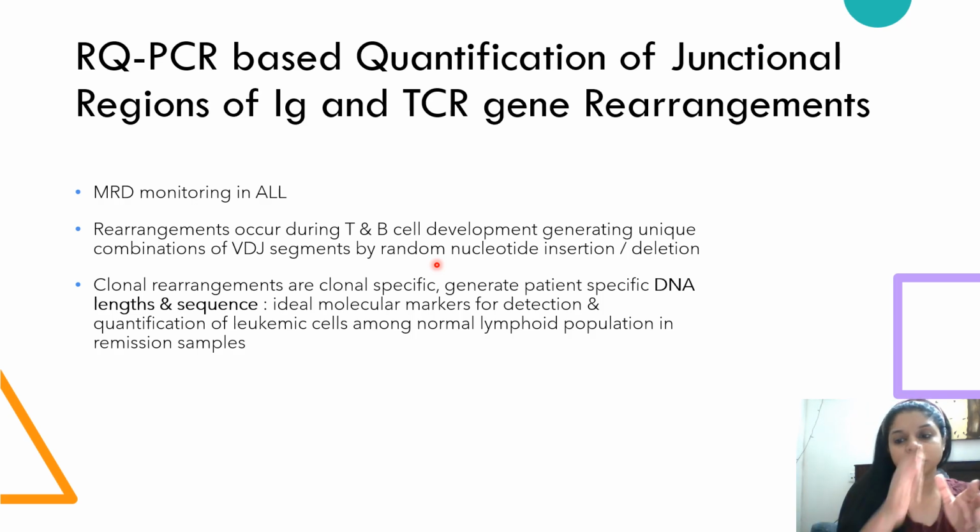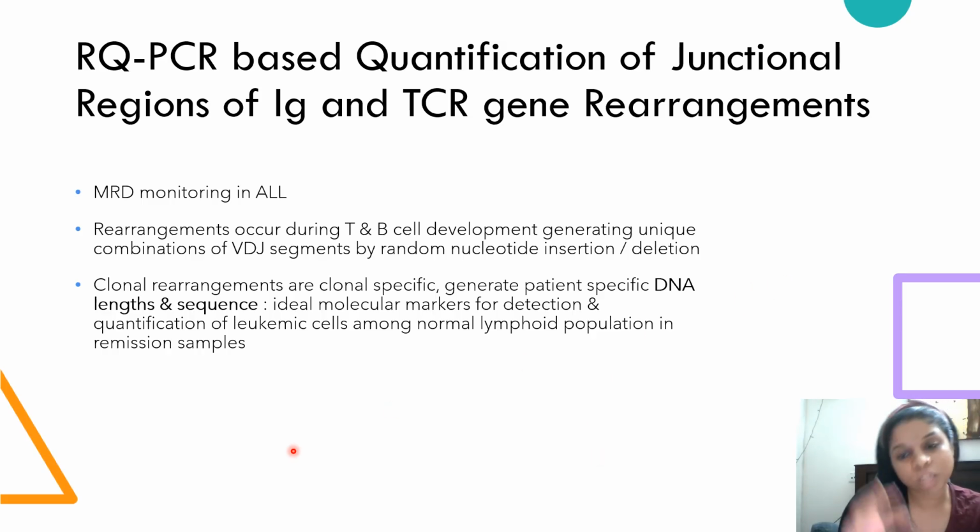Okay. So according to that, the rearrangements, DNA lengths and sequence will be varying. So that will be also a characteristic point of that leukemia, and that will be patient specific also. Okay, for the same leukemia, if you are looking at VDJ recombination of some other patient, it will be different. So this is a test or technique which is patient specific.